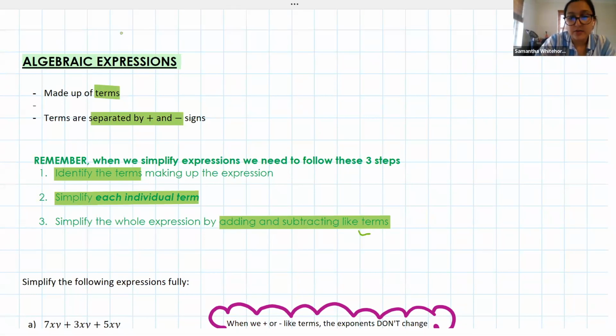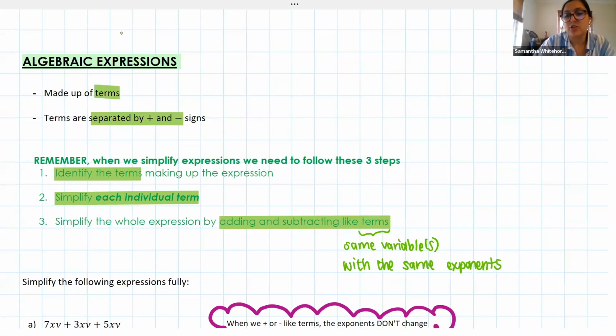Now, just as a quick side note, please remember like terms have the same set of variables, which also have the same exponents. Right, so for example, x and x squared are not like terms because the exponents are different. x squared y and xy squared are not like terms because the x's and the y's have different exponents. Now, we've spoken about like terms a lot, so you should know what it is, but just as a quick refresher, that is what we're talking about when we talk about like terms.